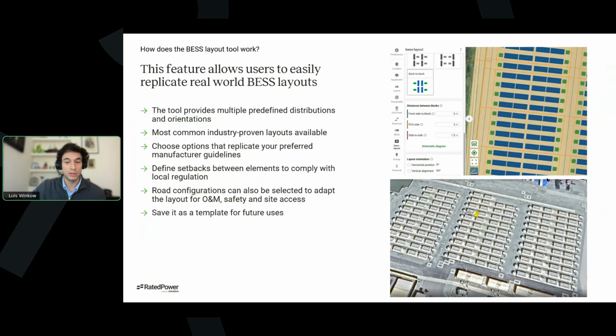You can see this also in this picture. And we also have now one of the latest updates, road configurations that can be selected to adapt the layout for operational and maintenance, safety, and site access. You will always have the option to save the defined parameters as a template for future use and have your own templates for different manufacturers and layouts, and just by simply clicking on them, be able to use them in different projects.